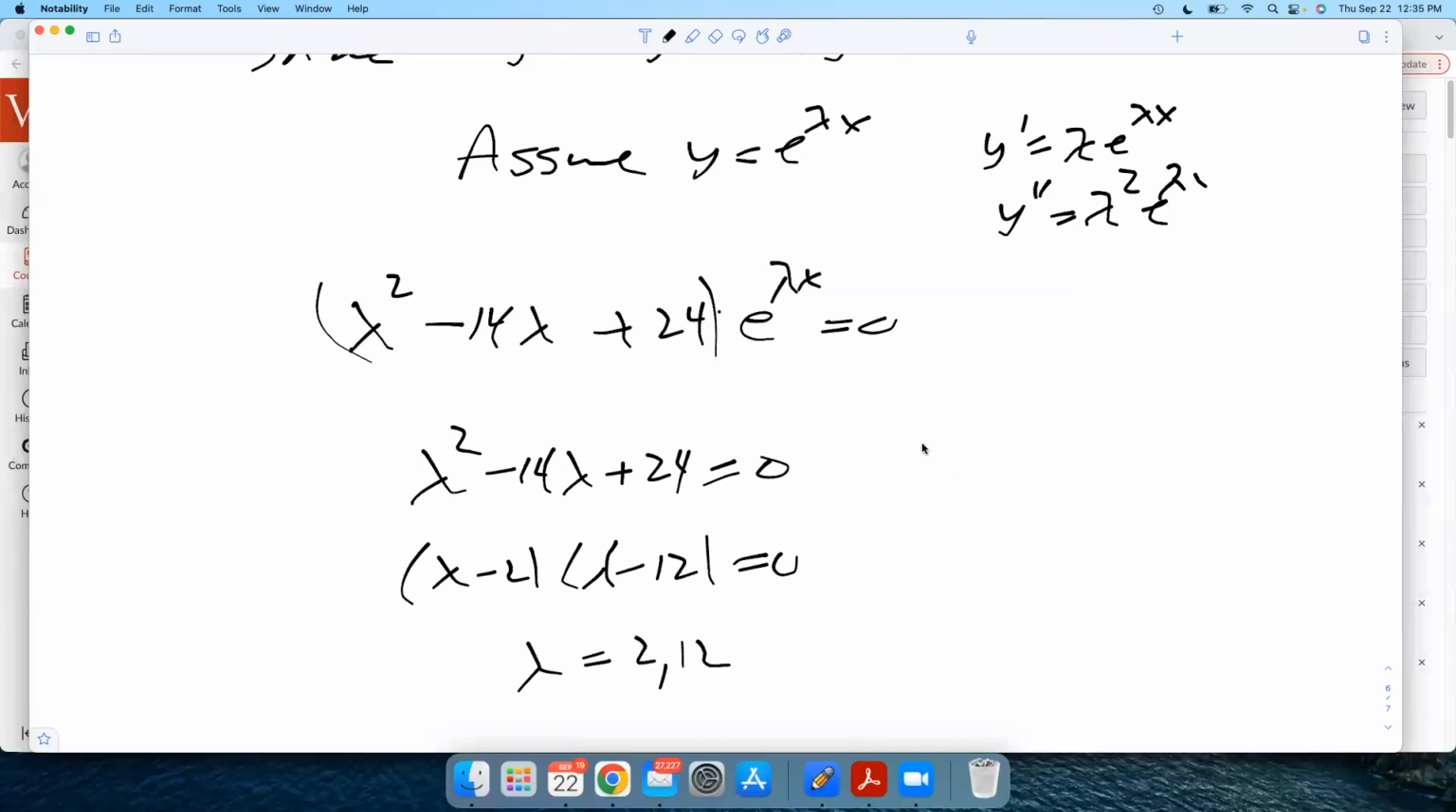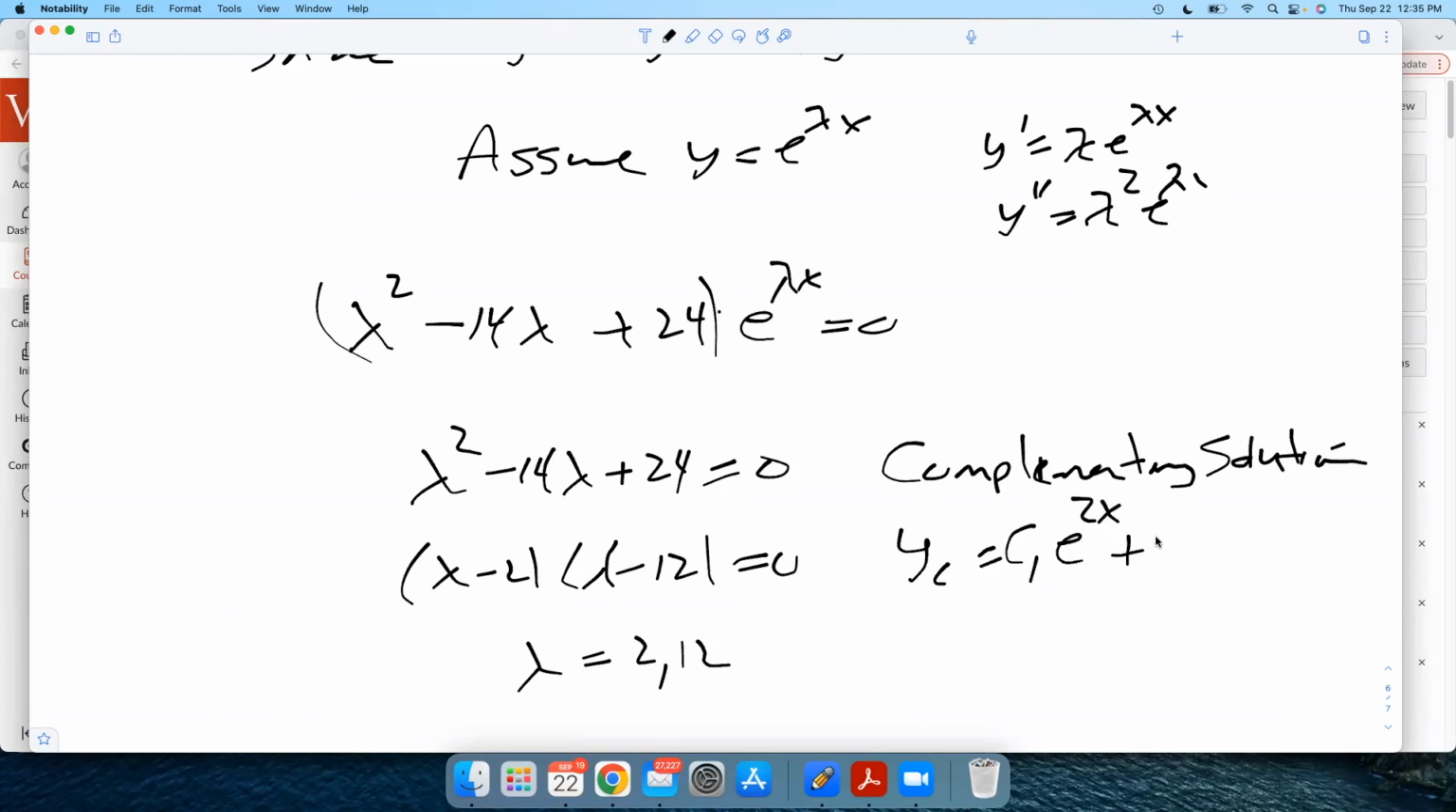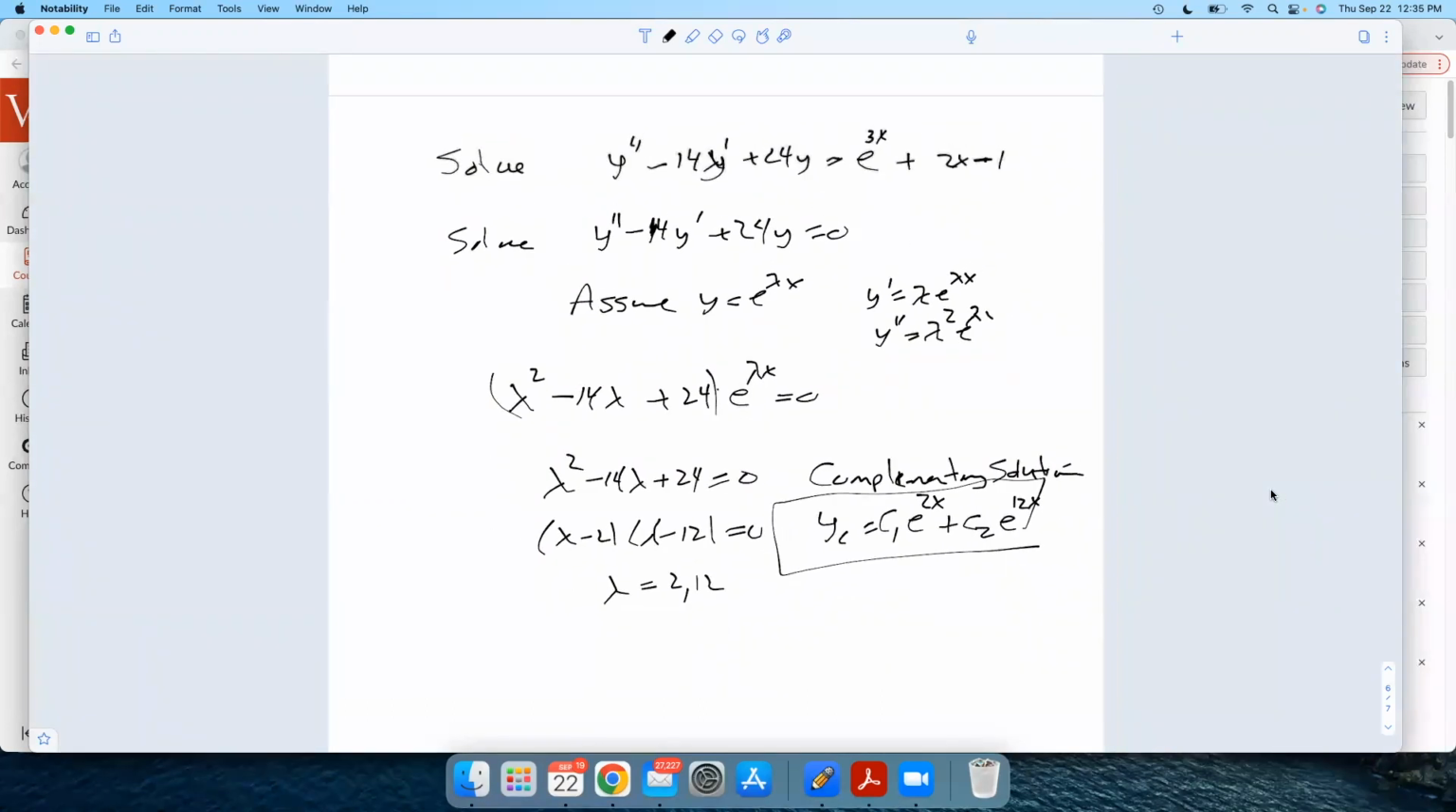And we know that our complementary solution, what I like to call yc, will be C1 e to the 2x plus C2 e to the 12x. So we're 1/3 of the way done. Now we have to deal with the right-hand side, finding our particular solutions using the only allowed method. The only method you've been taught in this class is undetermined coefficients.